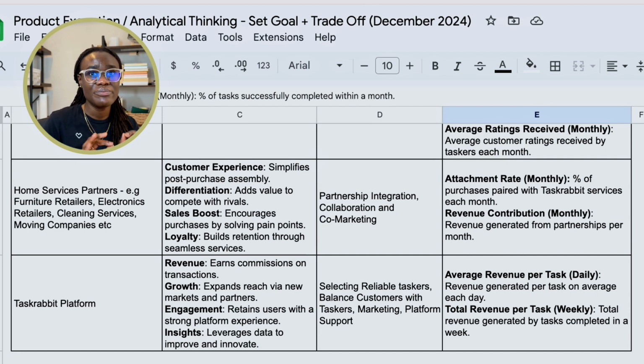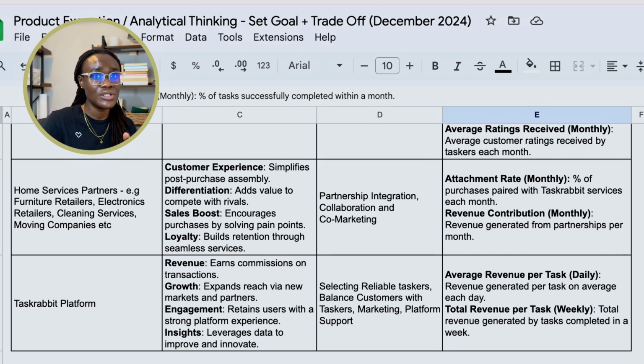For them, what we're going to be measuring their health on is the attachment rate on a monthly basis. What is the percentage of purchases that are paired with TaskRabbit services each month for each home service provider? For example, what's the percentage of purchases on Home Depot that have a TaskRabbit service associated with it, and is that growing at a healthy rate? We're also going to be looking at the revenue contributed from partnerships per month. If TaskRabbit is making 100% of revenue, what percentage of that is coming from partners and partnership integration? Because similar to the taskers, if there is no revenue coming from the partner service providers, it might be an indication that TaskRabbit is not valuable for them.